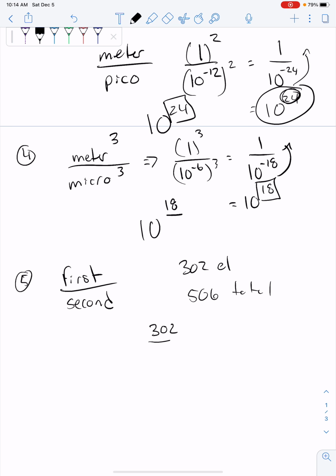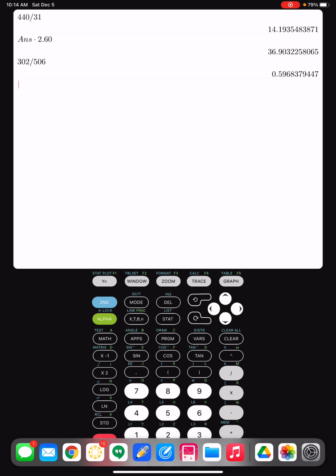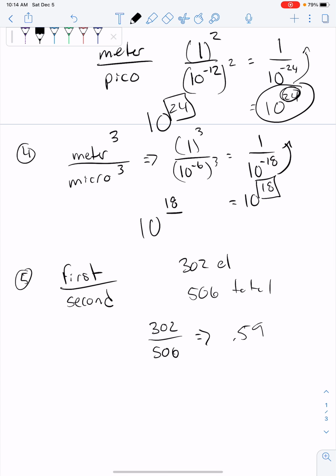So I'm going to put 302 divided by 506. I put that in my calculator, 302 divided by 506, just like this. And it tells me 0.5968. And it wants my answer written as a percent rounded to the nearest tenth. Well, if I write this as a percent, that's 59.68%, and it wants me to round to the tenths place. So 59.7% would be my answer.